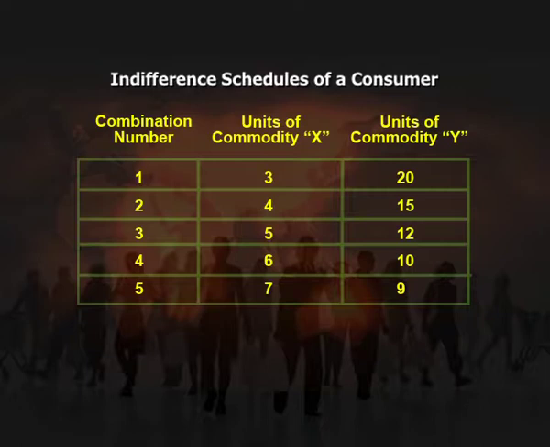In this indifference schedule, a consumer will be indifferent to combinations 1, 2, 3, 4 and 5 because each combination provides an equal amount of satisfaction to him. This is an example of one such indifference schedule, and any number of such schedules can be made which may represent a higher or lower level of satisfaction to the consumer.